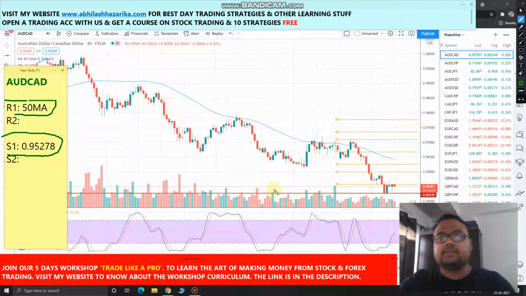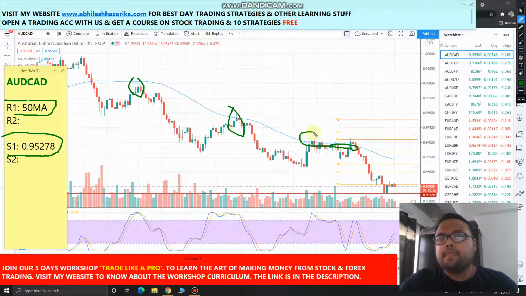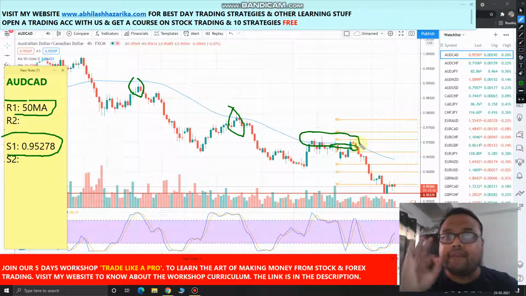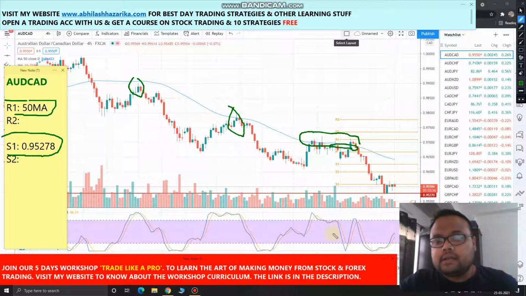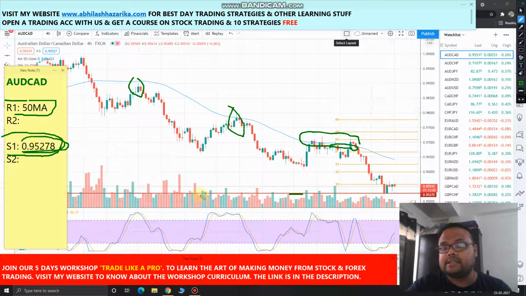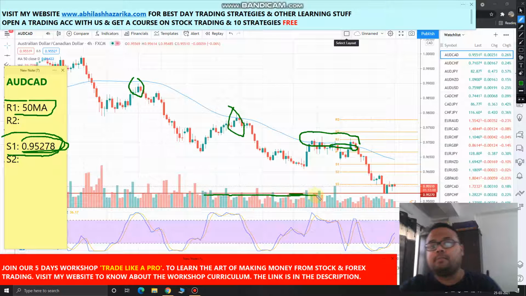0.9527. So 50 moving average, yeah, it is a valid resistance because from this point, this point, we can easily see that yes, market tried to cross but market failed, and ultimately it had to go down. So 50 moving average is a very much valid resistance for the market. But does it seem like a valid support to the market? If you just look at the chart, this level, 0.9527, this line doesn't look like a support to the market, does it?